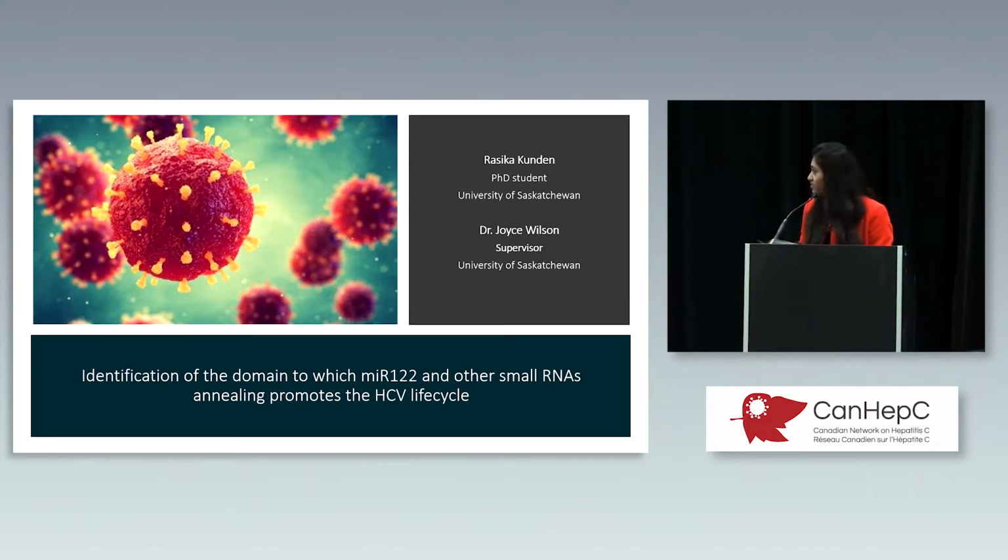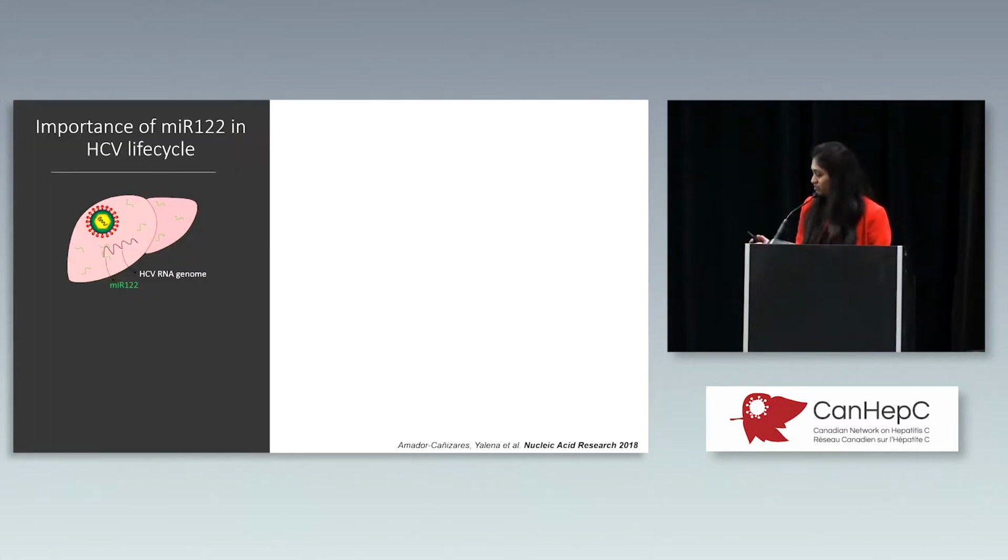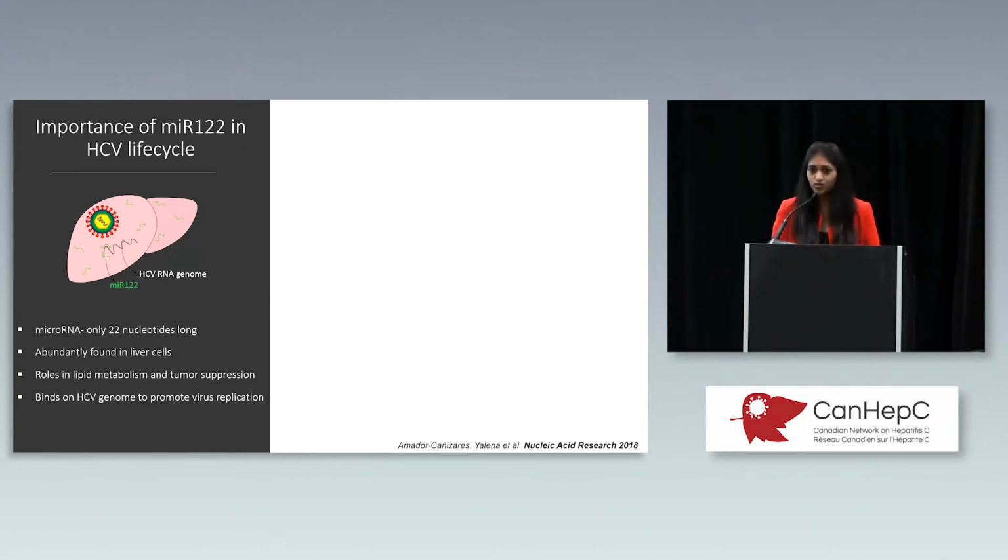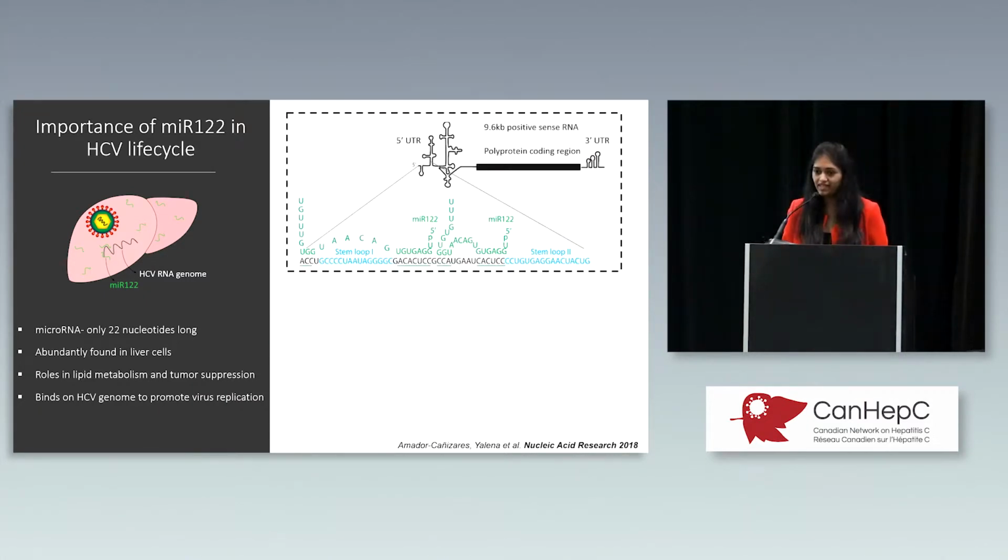I would like to start with what microRNA 122 is and how it affects the virus life cycle. MicroRNA 122 is a microRNA that is only 22 nucleotides long, and it is abundantly found in our liver cells. It has roles in lipid metabolism and also tumor suppression. In terms of HCV, it is known to bind on the virus genome and promote virus replication. Now I'll show you how exactly microRNA 122 binds on the virus genome.